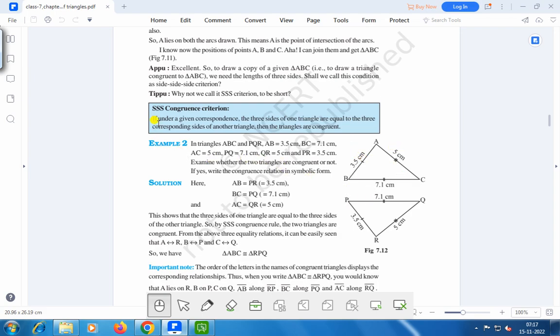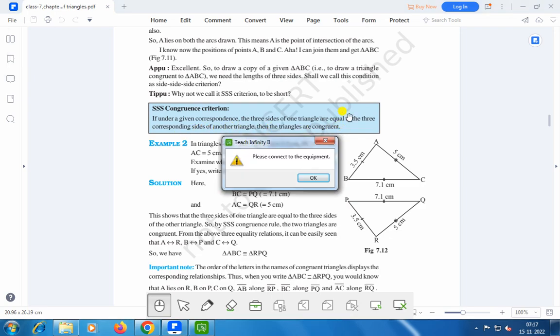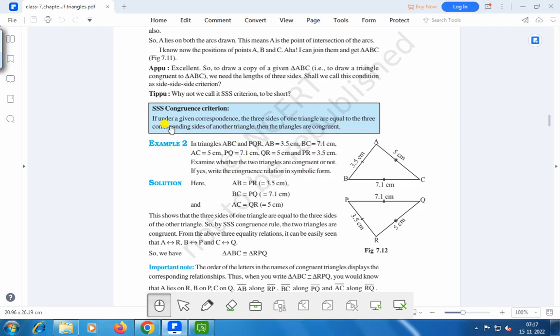That means if under a given correspondence, the three sides of one triangle are equal to the three corresponding sides of another triangle, then the triangles are congruent, right? You have to remember this side, side, side congruence criterion. This is the first rule, that is side, side, side.